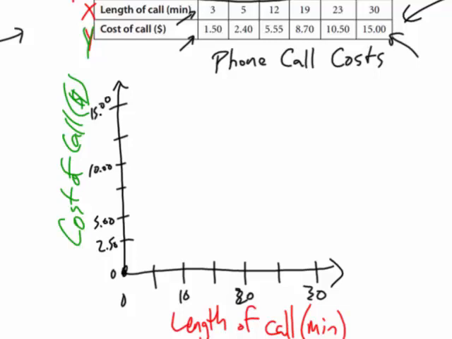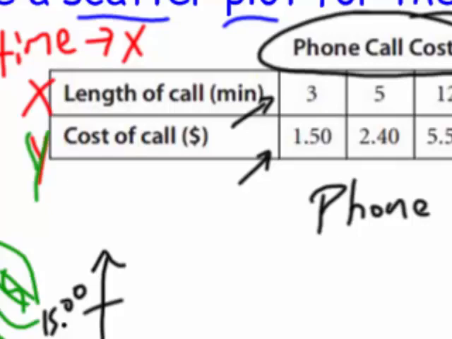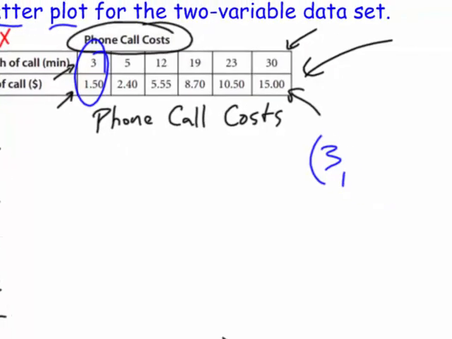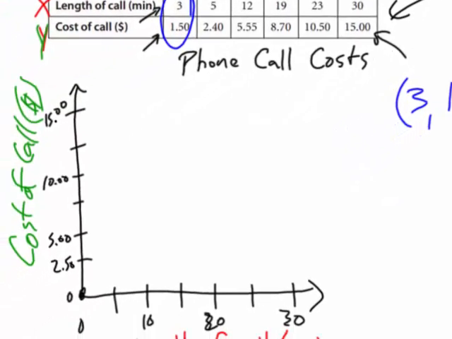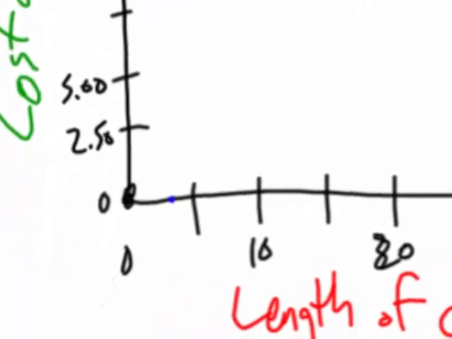And then for a scatter plot, well, it's just scattered plots, right? So it's just dots all over the place. So here's my first one. That would be the ordered pair what? 3, 1.50. So I've got to go 3, which is a little bit in front of the 5, and then I've got to go up $1.50, which is a little over halfway. So about right there. That would be that point. I'm going to actually write that one in. I'm going to put 3, 1.5 so we can see that.